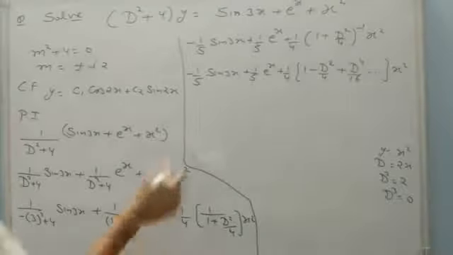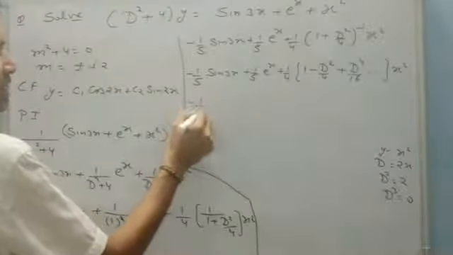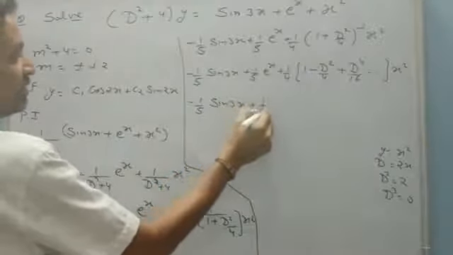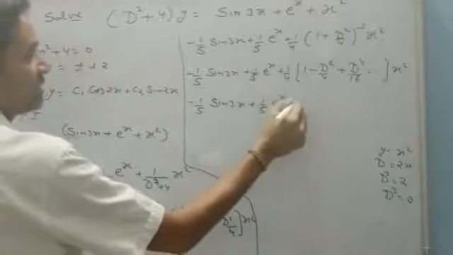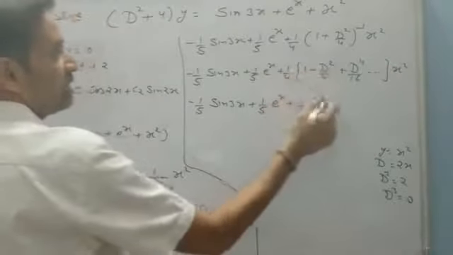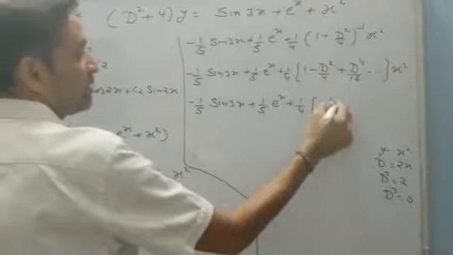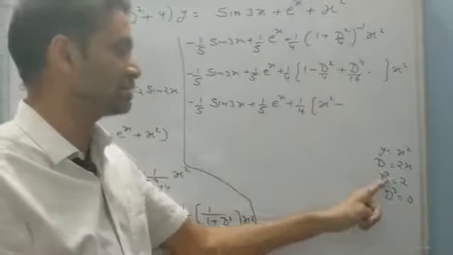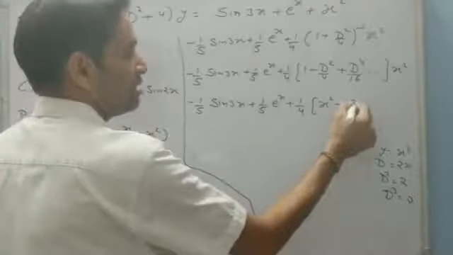Now just do the further. 1 by 5 sin 3x plus 1 by 5 e to the power x plus 1 by 4. This x square multiplied by 1, it will become x square minus second derivative of x square. Second derivative of x square is 2. It will become 2 by 4.